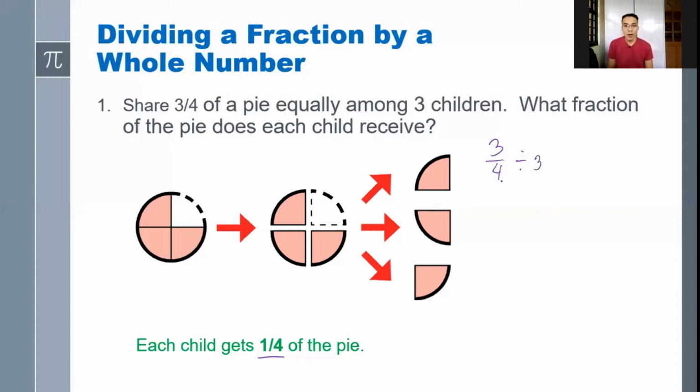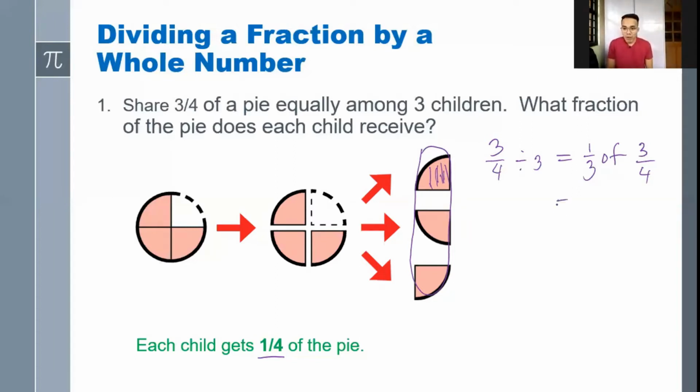3/4 of a pie is divided among 3 children. And notice that this portion, one portion here, is just 1/3 of 3/4. This whole thing is 3/4, and the 3/4 is divided into 3 equal parts. That's why we have here 1/3 of 3/4.